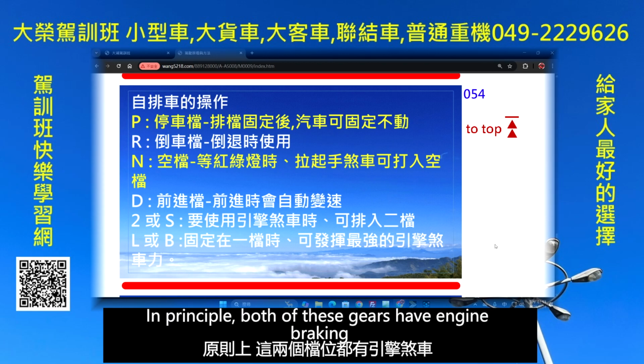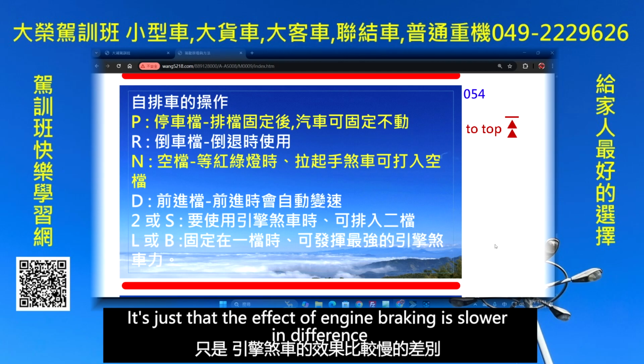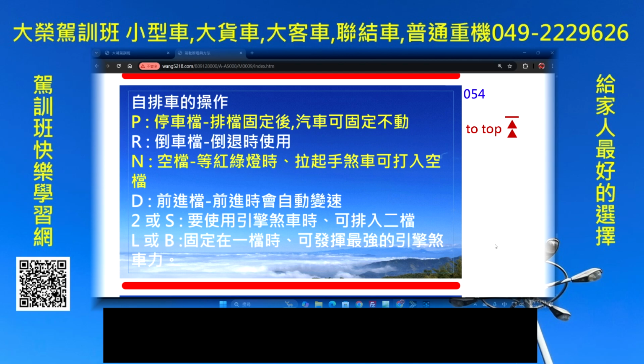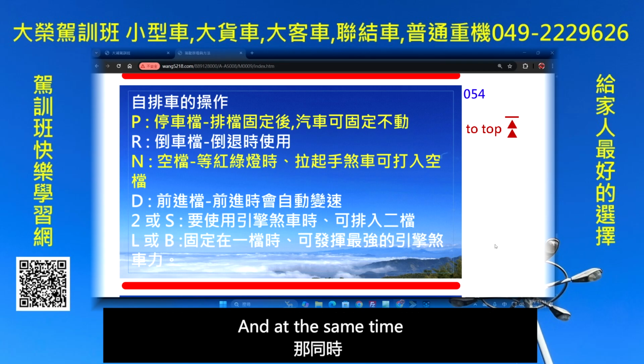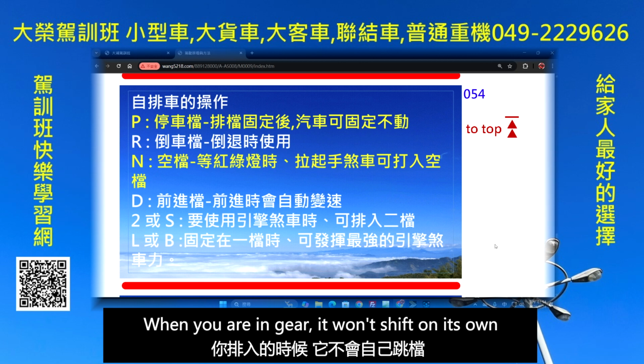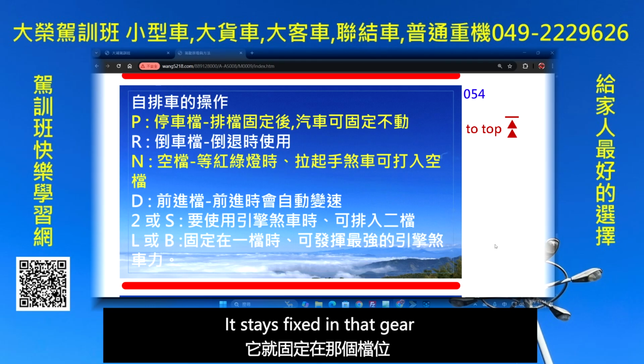In principle, both of these gears have engine braking. It's just that the effect of engine braking differs. Second gear and first gear engine brake effect is certainly weaker than L or B gears. And at the same time, when you are in L gear and B gear, or 2 gear and S gear, it won't shift on its own. It stays fixed in that gear.